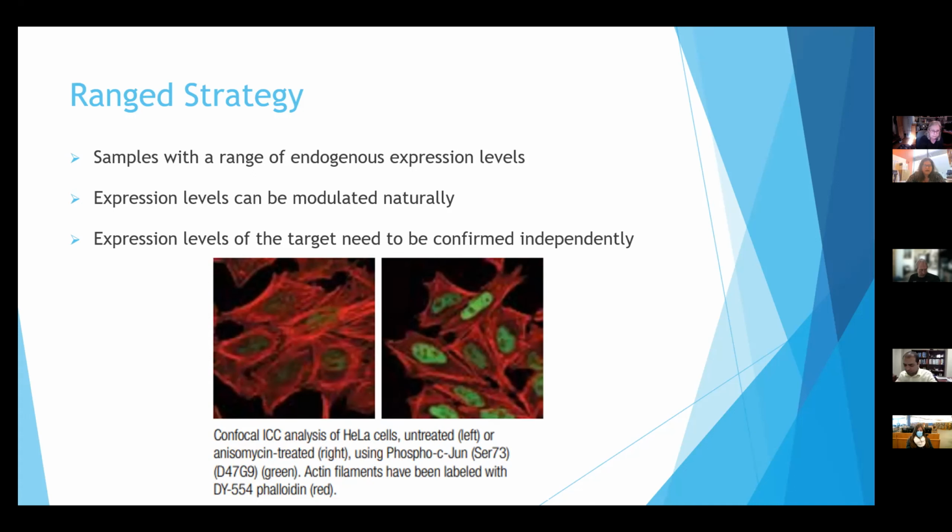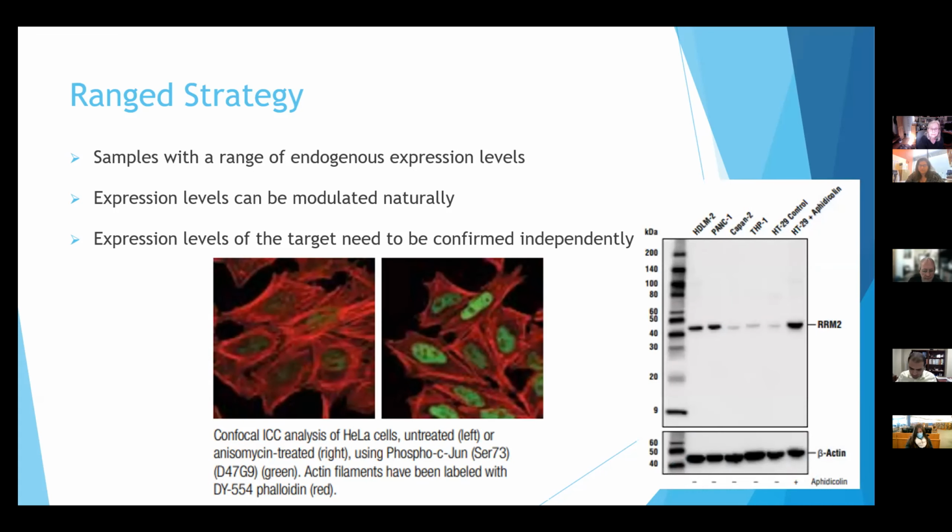And I would presume that if they had a mutant where serine 73 was changed to an alanine, you would have no green. They don't have that control here. And then when they treat it with anisomycin, they get a great level of phosphorylation. And so that proves that this antibody detects the phosphorylation state of C-Jun at serine 73.